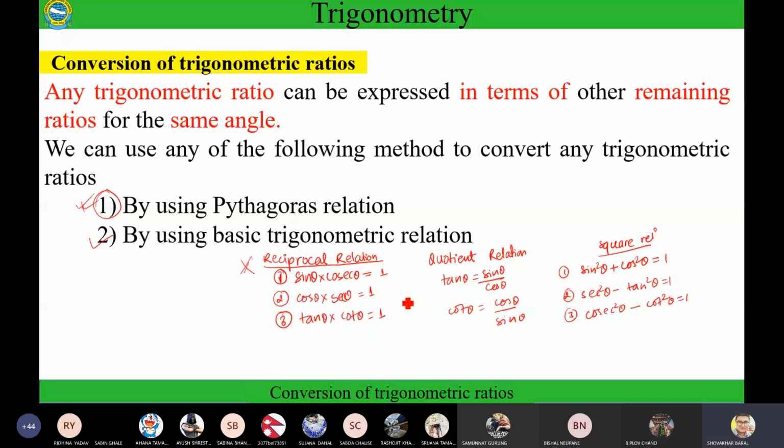Okay, so let's continue. Let me solve the problem to make you understand what actually trigonometric ratio is. Is anyone trying to say something? Otherwise, please mute your microphone. Okay, so let's continue.